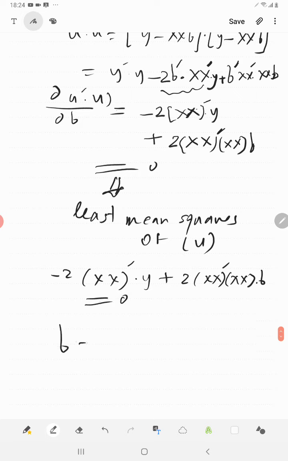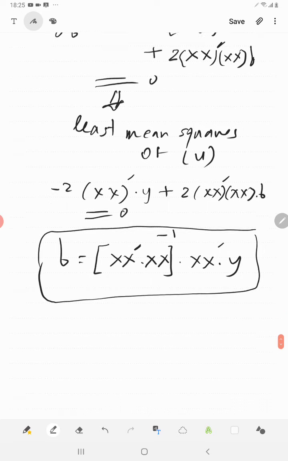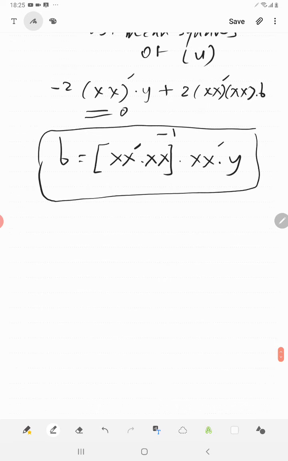So we can determine B: we take the 2, it will cancel, so we have XX transpose times XX, inverted, times XX transpose times Y. Okay, this is the general form. We'll obtain that matrix, and we can use it and generalize it. What we need also is to find the variance of these coefficients.